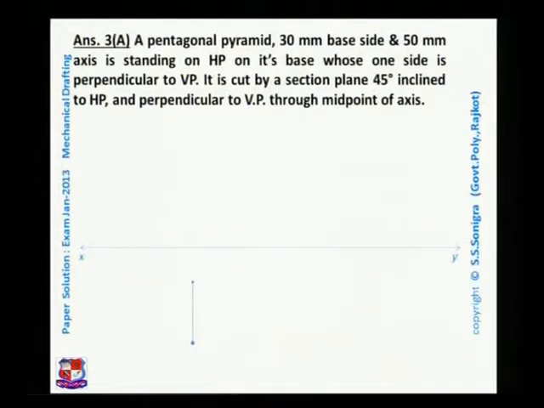Draw here a vertical line because it is given that the base of the pentagon is perpendicular to the XY line, and this length is 30 mm because the base side of the pentagon is given as 30 mm. From this, draw a pentagon like this. So this pentagon represents the top view of the given pentagonal pyramid.